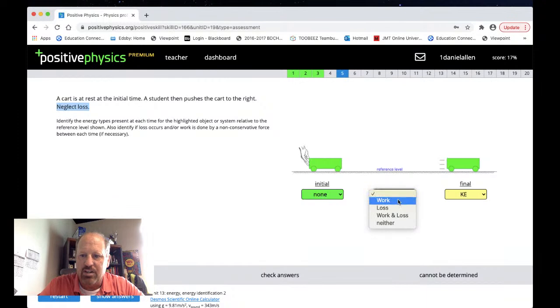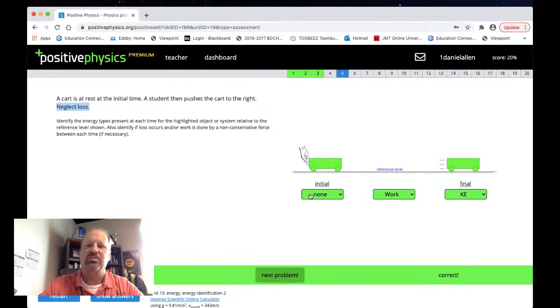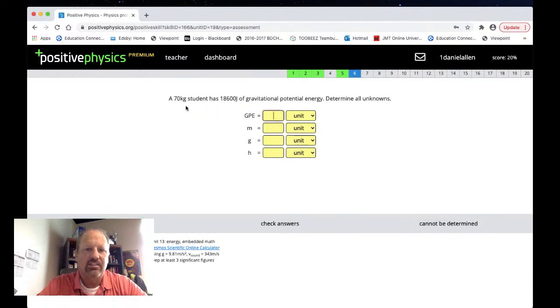Well, work is done. So work is added from nothing. We add work and we get a change in energy. So that's how you know what to do here. Okay, next. This is just straightforward. Mass is given, 70 kilograms. These are really straightforward, so I'm not going to spend a lot of time on those.